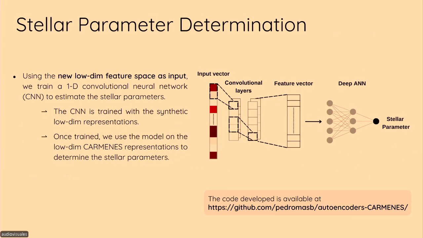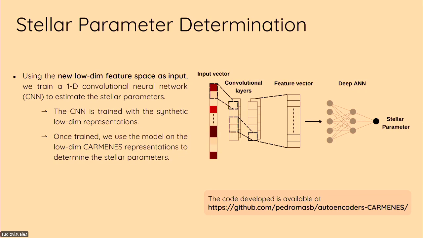So the last step in our methodology is to use this new low-dimensional feature space as input for a one-dimensional convolutional neural network. That is the one that finally estimates the stellar parameters. And here you can see a diagram of this neural network. First, we have, again, the convolutional layers that explore the input vector and extract new features in a feature vector that is used by the last block, the artificial neural network block. This block uses the feature vector as input to finally estimate the stellar parameters.